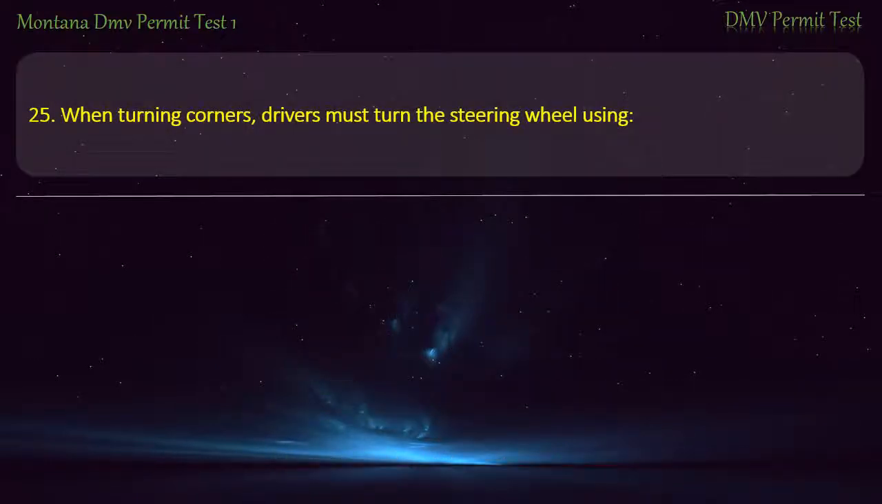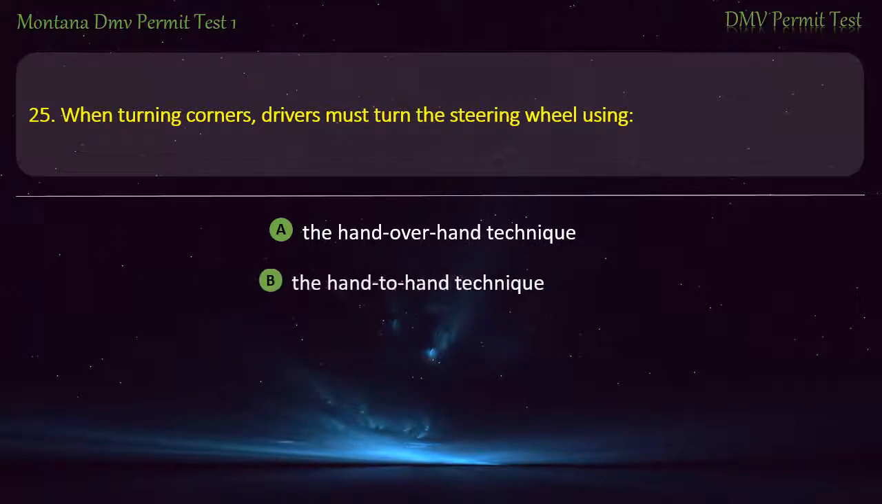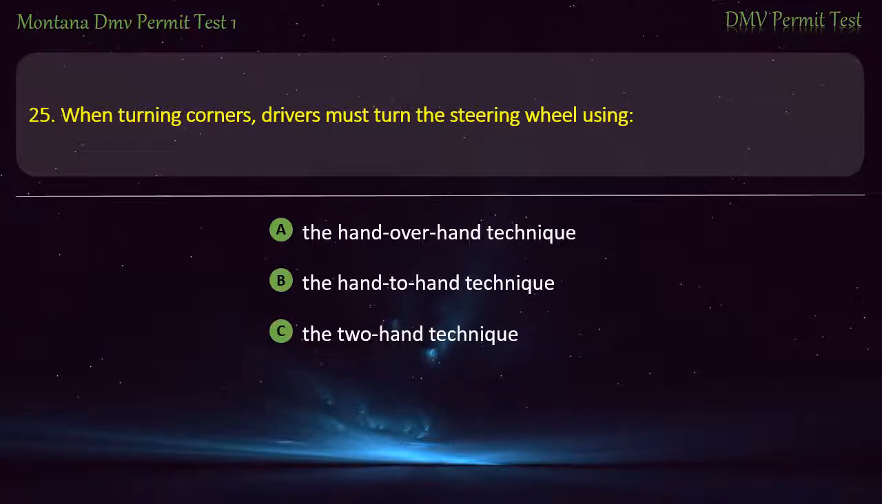Question 25. When turning corners, drivers must turn the steering wheel using the hand-over-hand technique, the hand-to-hand technique, the two-hand technique, the single-hand technique. Answer. The hand-over-hand technique.